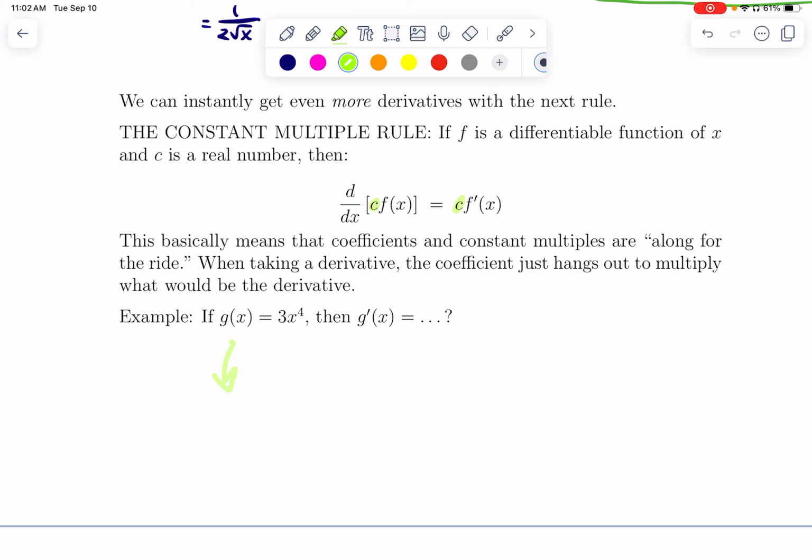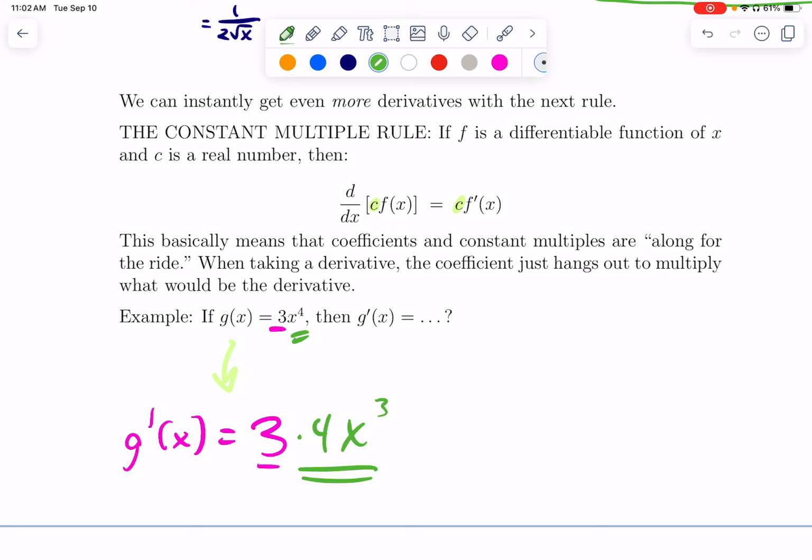Right, so let's look at a very quick example. If g of x is 3x to the 4th, then g prime of x. Here's how I would do this. After a little bit of practice, you're going to skip writing the intermediate step. I'm going to say, all right, 3 is just there hanging out. I'm going to leave it there. And then the rest of it is x to the 4th. So what's the derivative of x to the 4th? It is 4 times x to the 3rd. And then I just multiply these together. So my overall answer is 12 times x to the third. I'm really just taking the derivative of x to the fourth and then multiplying it by 3.